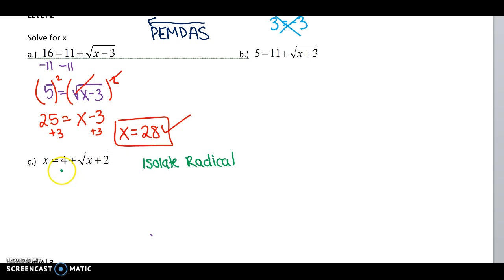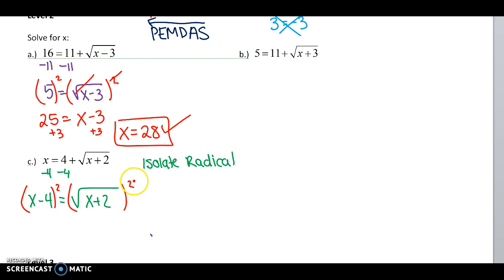So in order to do that, this 4 is bothering the radical. I'd move it over. You can't combine x and minus 4, but I can write this as x minus 4 equals square root of x plus 2. Okay, now I know I still need to undo that radical. Since I didn't do it first, I've got to do it second. So let me square both sides here.